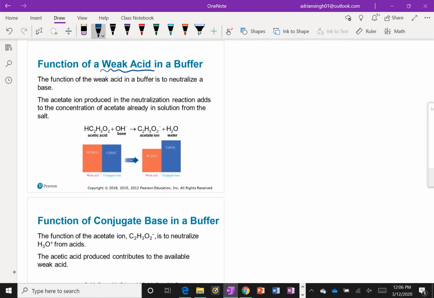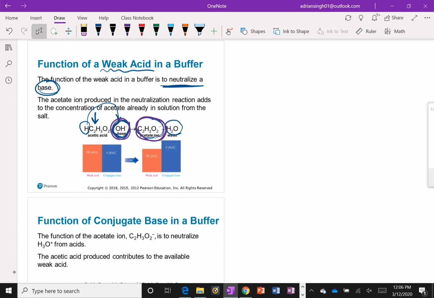And the function of that weak acid is to neutralize any added base to that buffer system. So for instance, if you were to add a base, such as a hydroxide base, to your buffer, the acid part of the buffer, the acetic acid in this case, neutralizes that base that's added. This gives up an H plus to the OH minus to make water, and then when we take the H plus away, we end up with the acetate ion. So essentially what you've done is you have traded a strong base for a weak one.